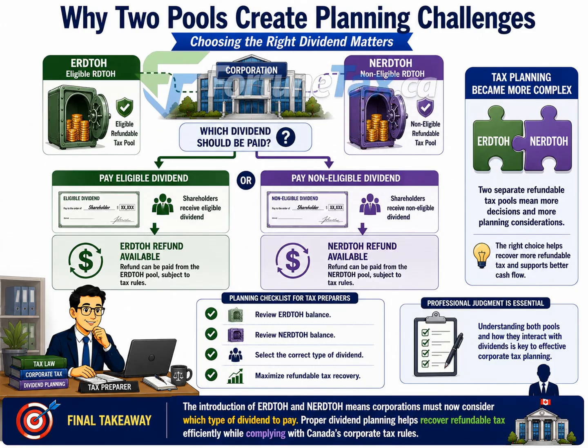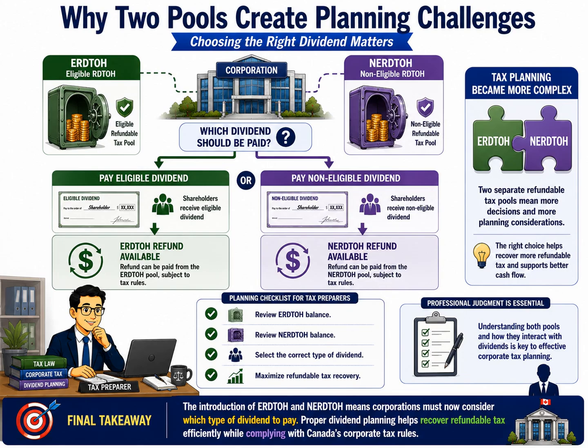If the corporation instead has refundable tax sitting in its NERDTOH account, the dividend strategy may be different because that refund is linked to a different pool. Think of it like standing at a fork in the road. One road leads toward the ERDTOH account. The other leads toward the NERDTOH account. Choosing the correct path determines which refundable tax balance can potentially be recovered. This is why corporate dividend planning has become much more strategic than it was under the old system.